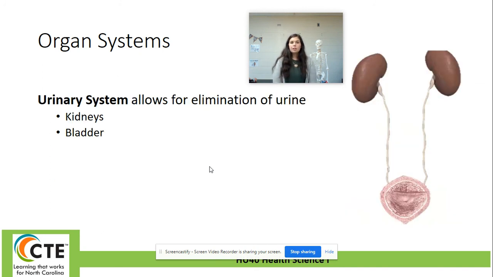Then you have your urinary system. Your urinary system allows for the elimination of urine and other waste products from the body. So there on the side, we can see the image of the 2 kidneys with the ureters coming down to the bladder. So the main organs there are your kidneys and your bladder.